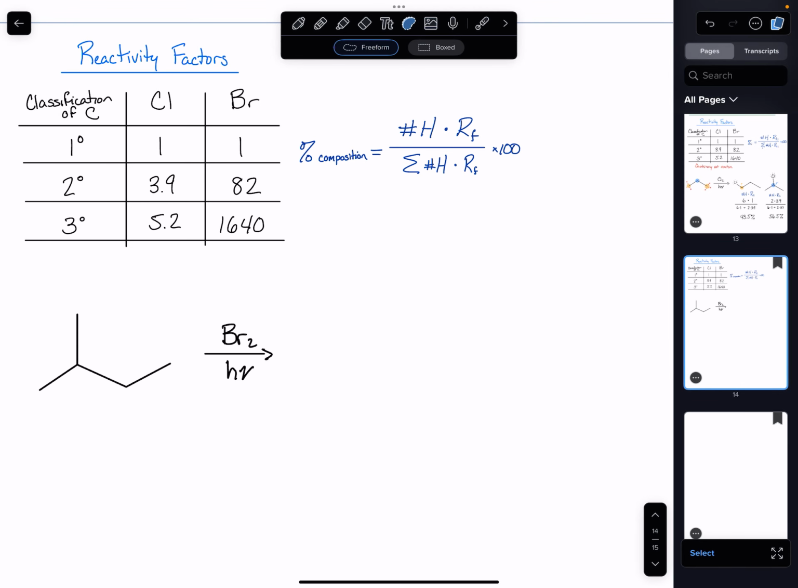All right, so I wanted to do another example for you. This time we're going to use the halogen bromine. It's going to be a very similar process. And again, what we said was that the first thing we should be able to do is to predict all possible products.